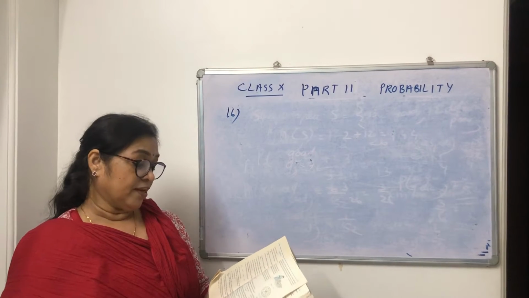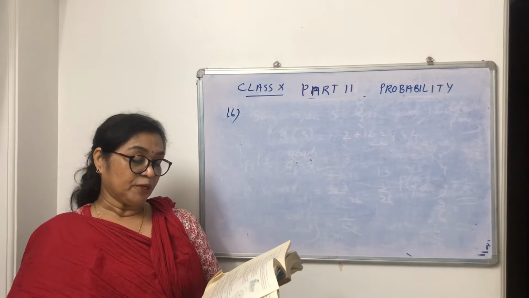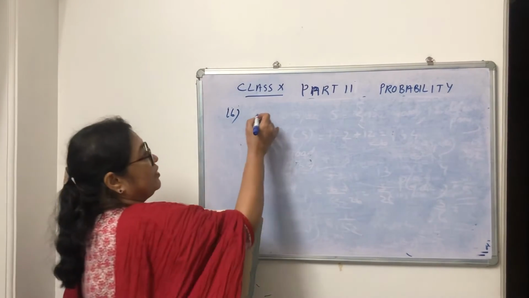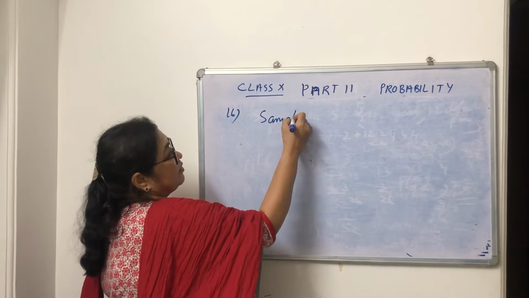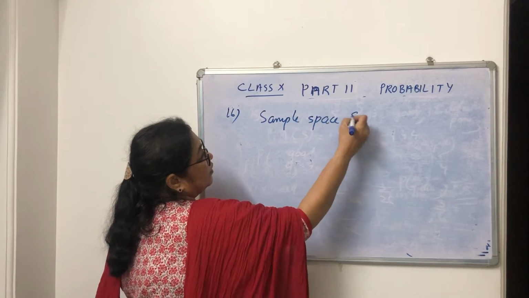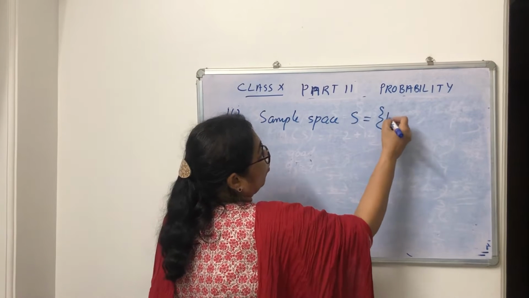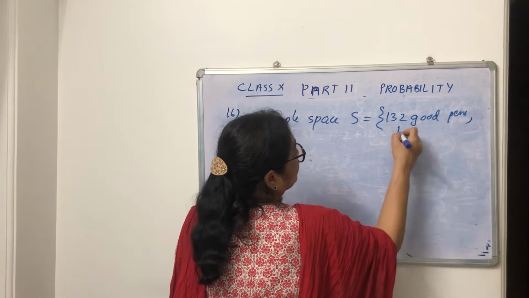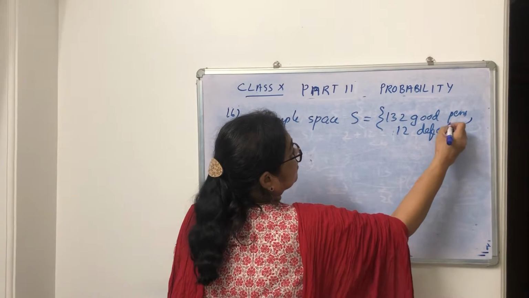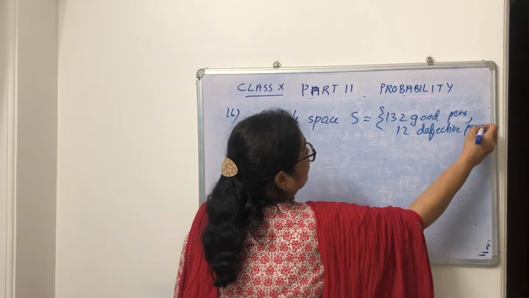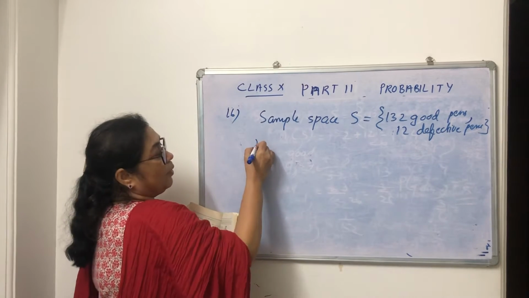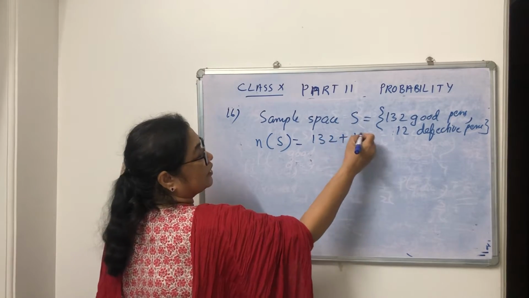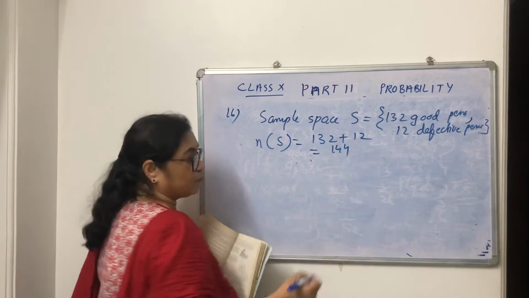Question number 16. 12 defective pens are accidentally mixed with 132 good pens. So the sample space S is 132 good pens and 12 defective pens. Then the number in the sample space, that is the total number of possible outcomes, is 132 plus 12, which is 144.